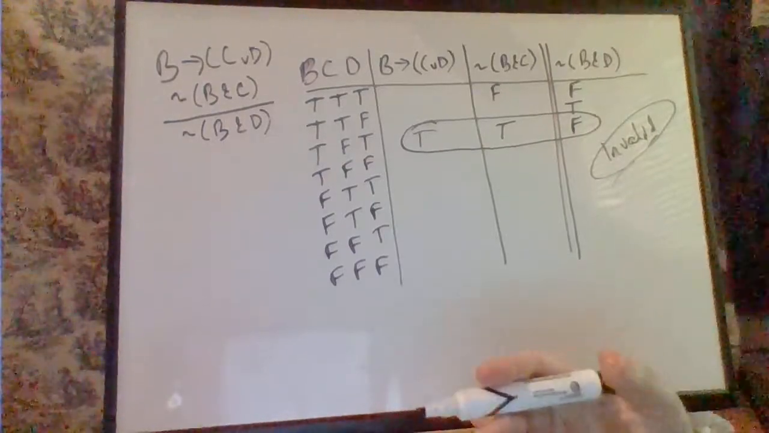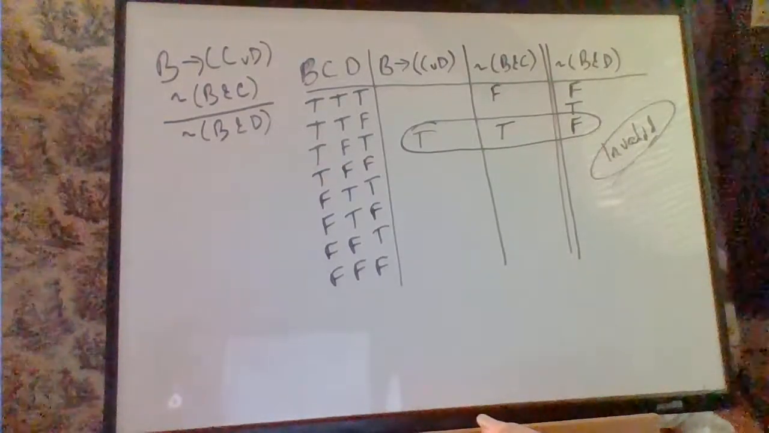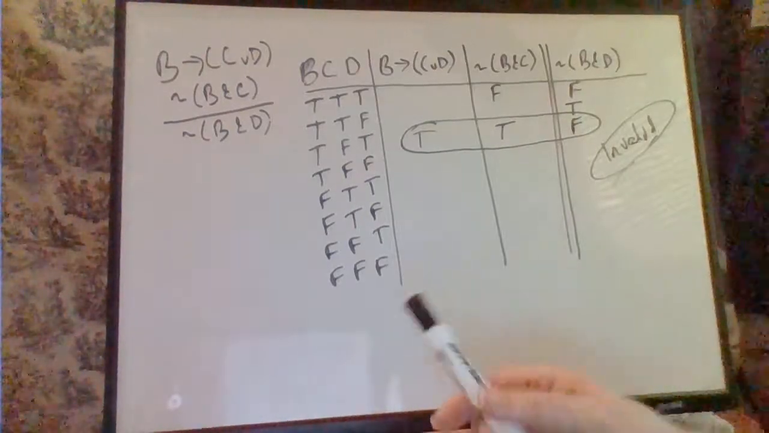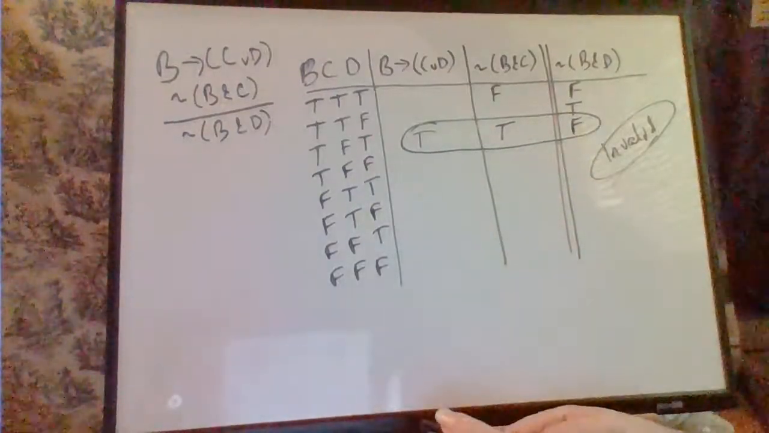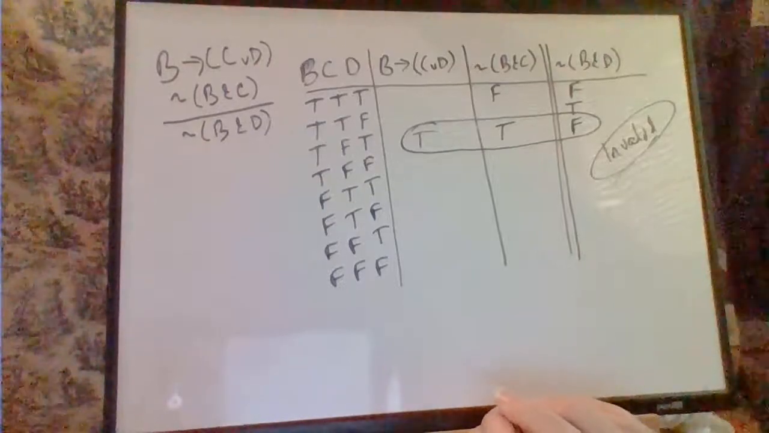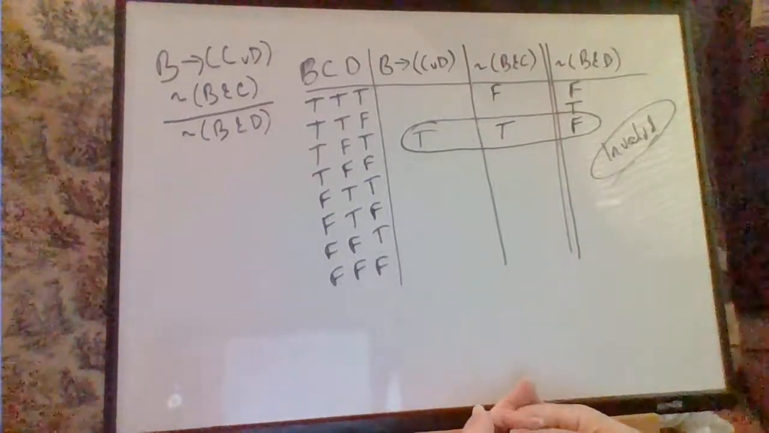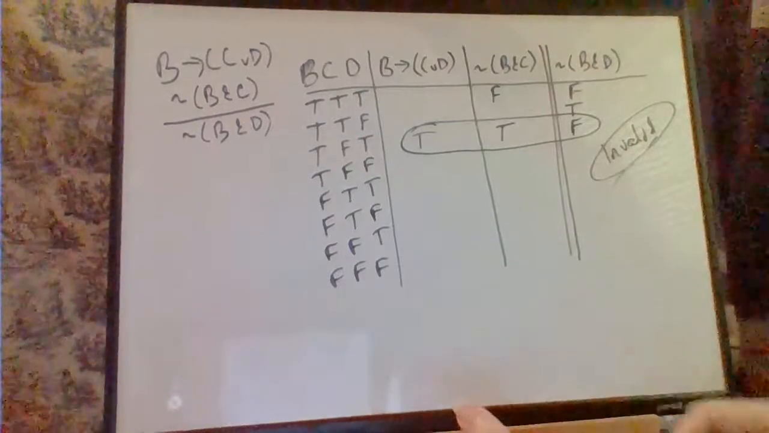So again, don't feel that you have to fill out the entire truth table. Just fill it out to the point that you need to find whether there's going to be true premises leading to a false conclusion or not. If you don't have that, then it's valid. If you do, then it's invalid. Don't make more work for yourself than you have to. Right?